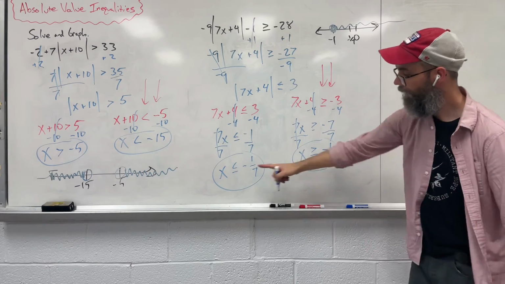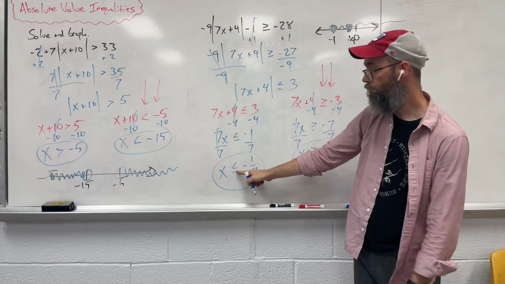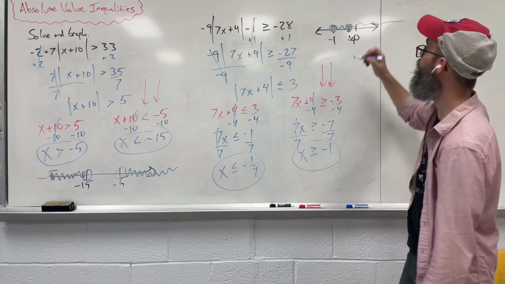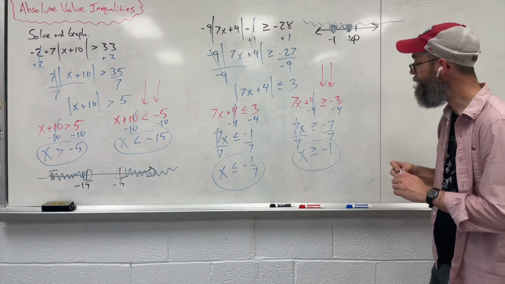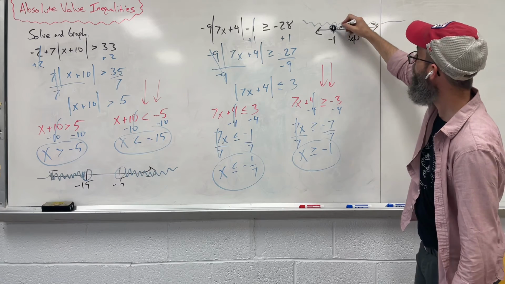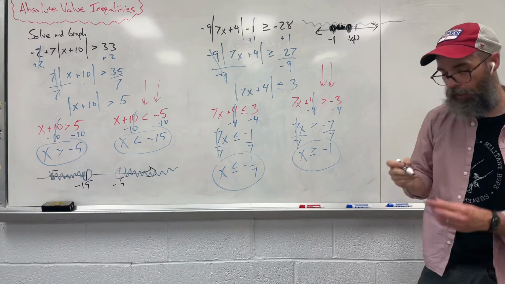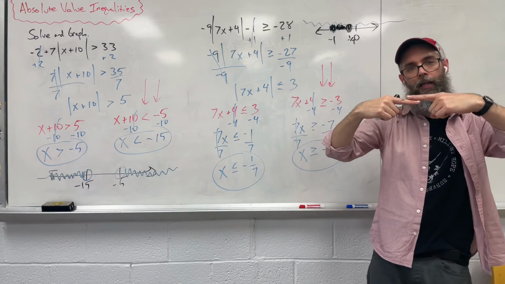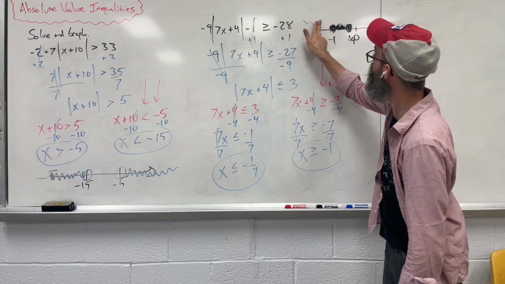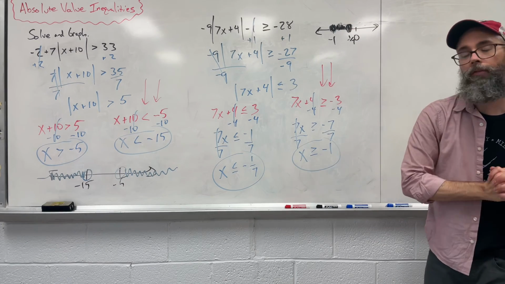My -1/7, again, equal sign, that means it's going to be filled in. We're going to color that in. X is smaller than or equal to -1/7. Smaller numbers are off to the left. We're going to shade everything over there. That's not my answer, though. My answer is going to be this filled in dot, this filled in dot, and then only what's in between. I'm looking to see where those two lines overlap each other. So essentially this, garbage. This, garbage. In the middle is your answer and those two dots. And that is solving absolute value inequalities.